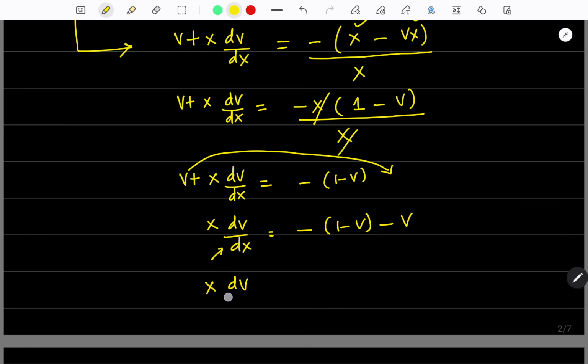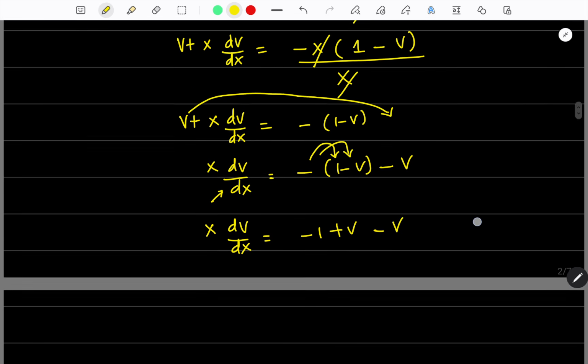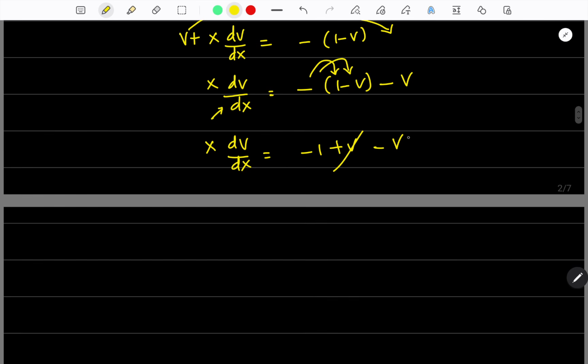So x dv by dx is equal to minus into 1 is minus 1, minus into minus is plus v, and then this minus v. So what happens now? Plus v minus v gets cancelled. So x dv by dx is equal to what? Minus 1. Still I didn't get dv by dx. So dv by dx is equal to minus 1 over x.